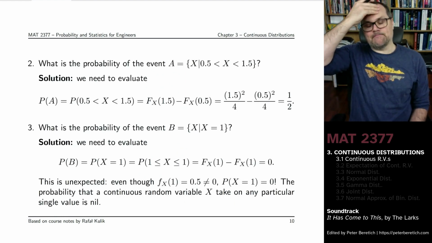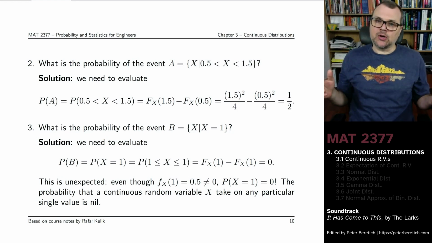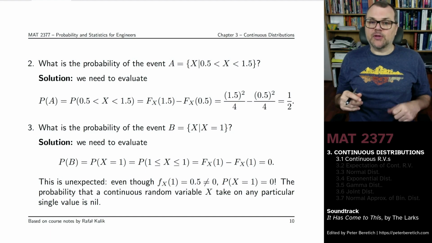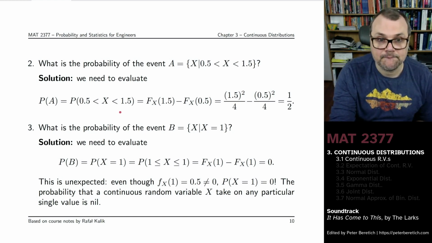With the same probability density function, what's the probability that your random variable x would fall between 0.5 and 1.5? Well, you need to compute the probability that x is between 0.5 and 1.5, and that's just the area underneath the curve between 0.5 and 1.5.